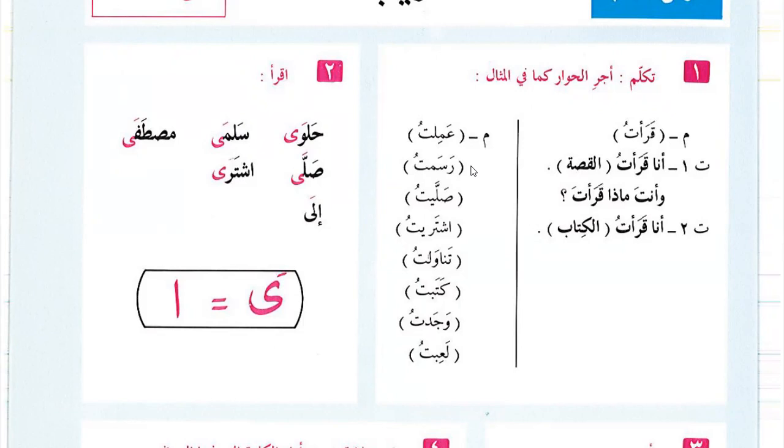So what is rasamtu? I draw. Yeah. Ana rasamtu sura. A sura. You better add alif lam. I'm not talking about a specific one. Okay. Ana rasamtu as-sura. Wa anti matha rasamti. Ana rasamtu asad. Align. Sorry. Asad, align. Okay, ana rasamtu al-asad.